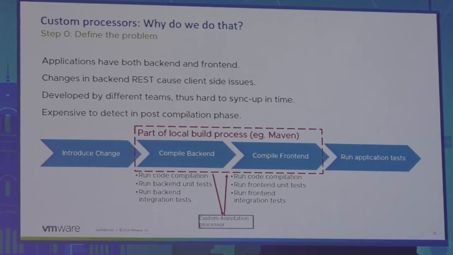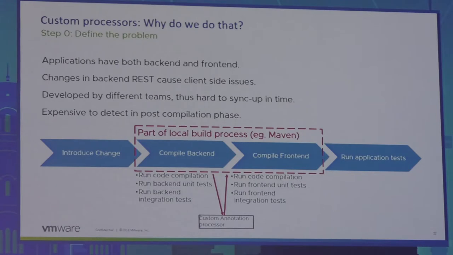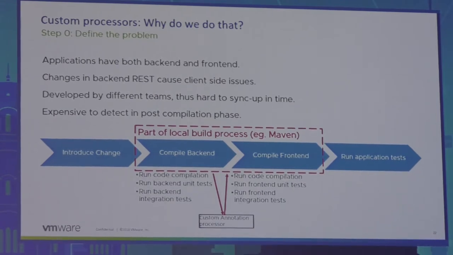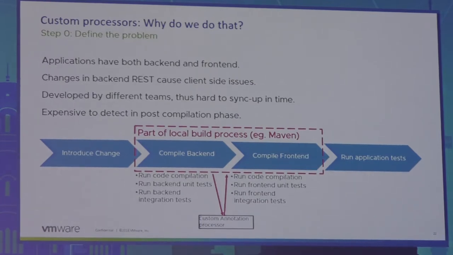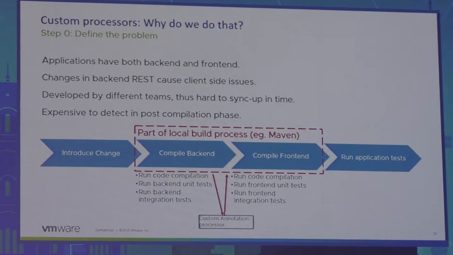So first, we need to find a problem worth solving. And in many applications, we have backend and frontend. They're developed by different teams. And usually, they're developed in completely different languages. For example, TypeScript and Angular 2 and Java in the backend. And if you need to change your contract in Java, and change some parameter or member, you are going to probably break the UI. And you are going to detect that at the earliest when you run the application tests, or even worse, when a customer calls and says there's a problem. So to be efficient, we need to have a better way of handling that.